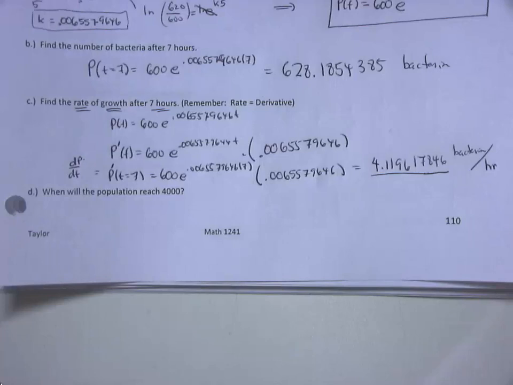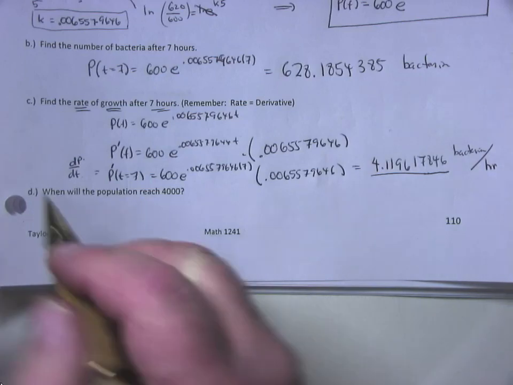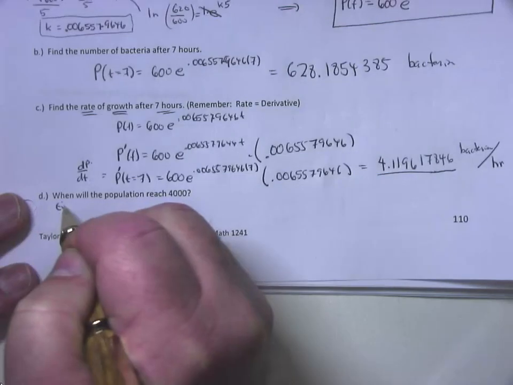Question D. When will the population reach 4,000? 4,000, we've got an epidemic. Call the CDC out of Atlanta and have the people in the hazmat suits come out and check us out here. When will we reach 4,000? When is a question of what? Time. So, to when, always pay attention to what you're trying to solve for.